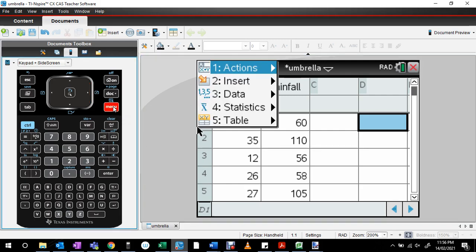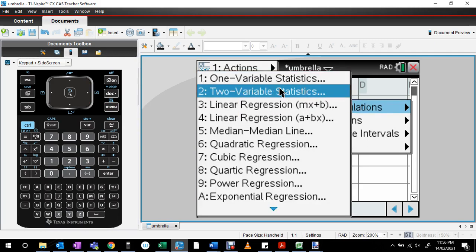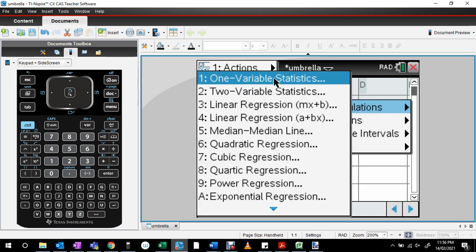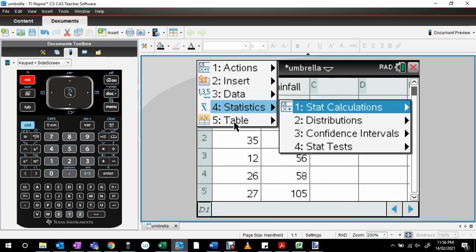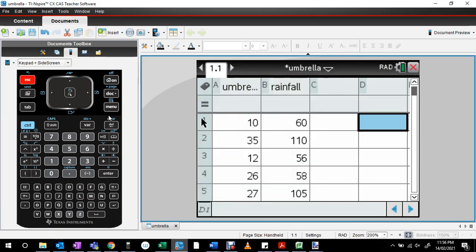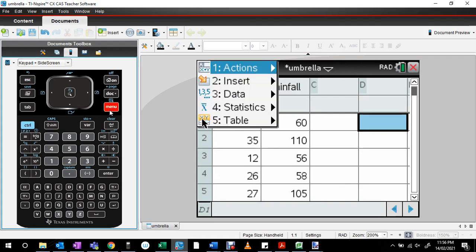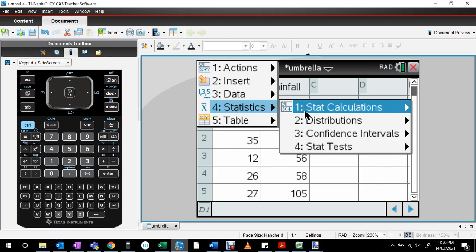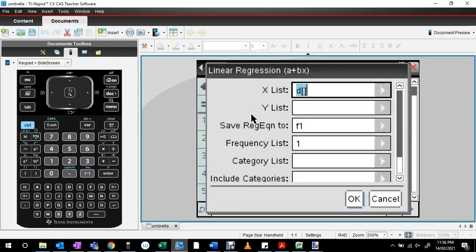Wherein we go Menu still, we go Statistics, Stat Calculations, but instead of one variable, you're going to go a + bx, so number 4. I'll go over that again. From here, we go Menu. This is what we do to calculate the R value. Menu, Statistics, Stat Calculations, and then we go a + bx, so number 4.